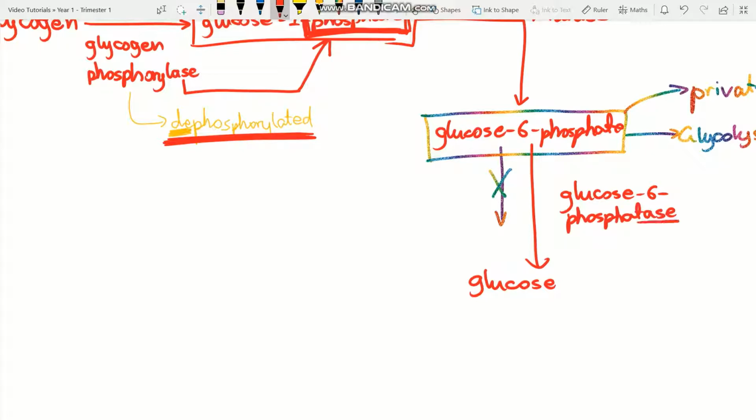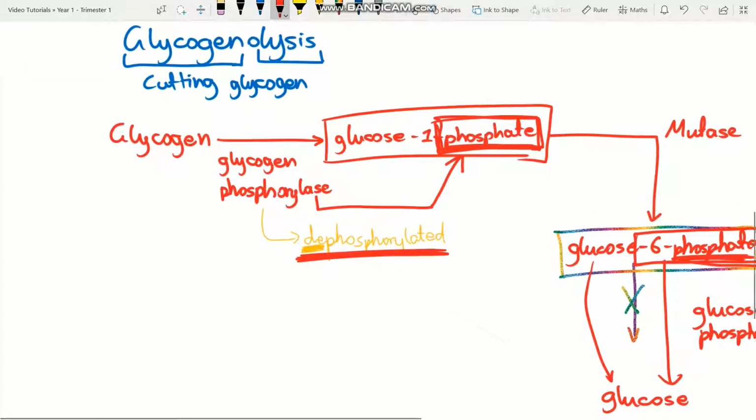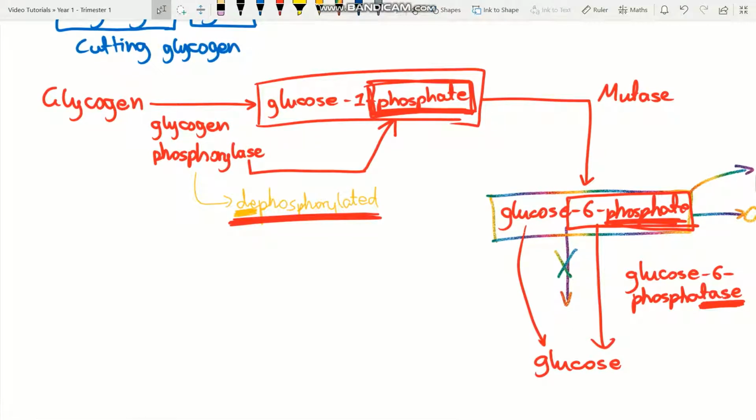And a rule of thumb is that any enzyme that ends with tase takes away a phosphate group. So this essentially means that the phosphate group from the 6th carbon atom of glucose is removed in order to just form glucose. So in summary, the process of glycogenolysis is a lot simpler than glycogenesis because there's one less step. First, we dephosphorylate glycogen phosphorylase in order to activate it and therefore convert glycogen into glucose 1-phosphate.